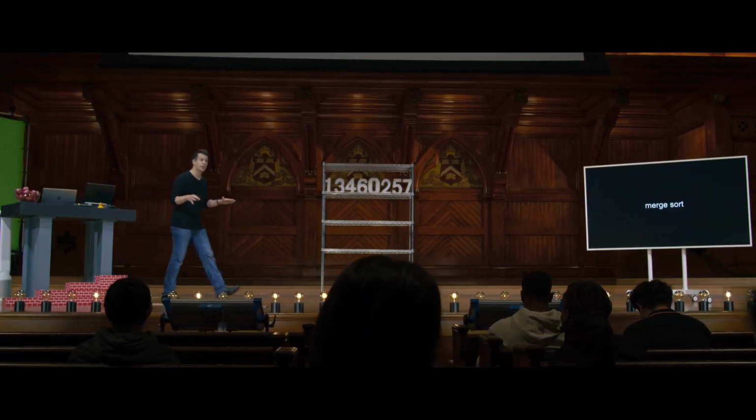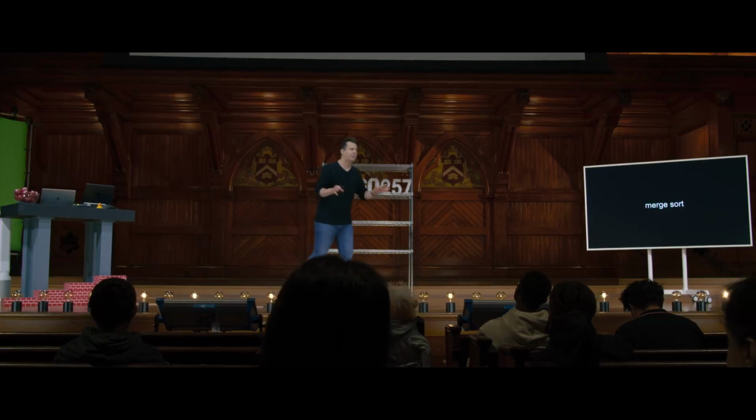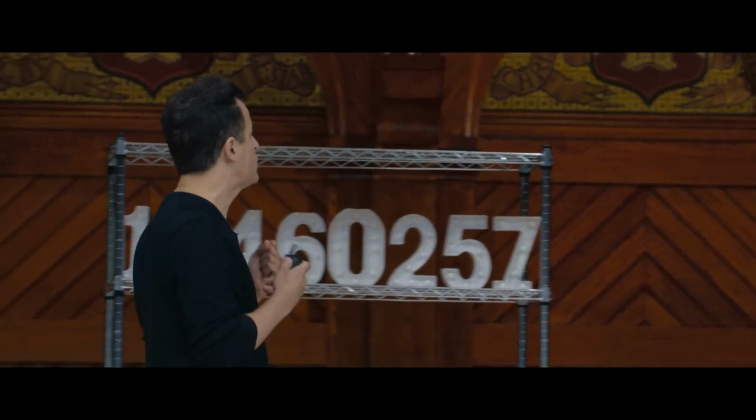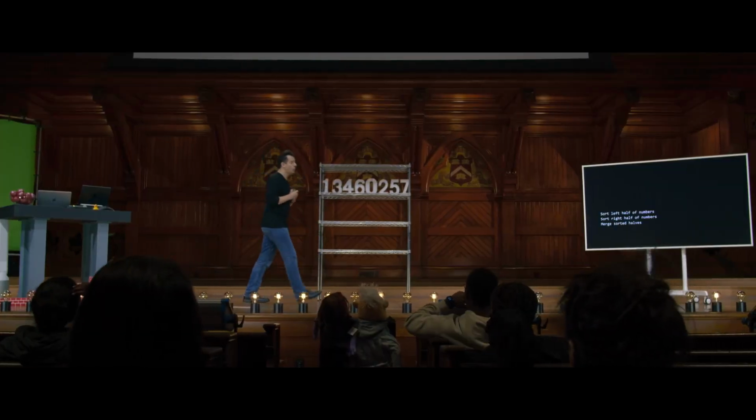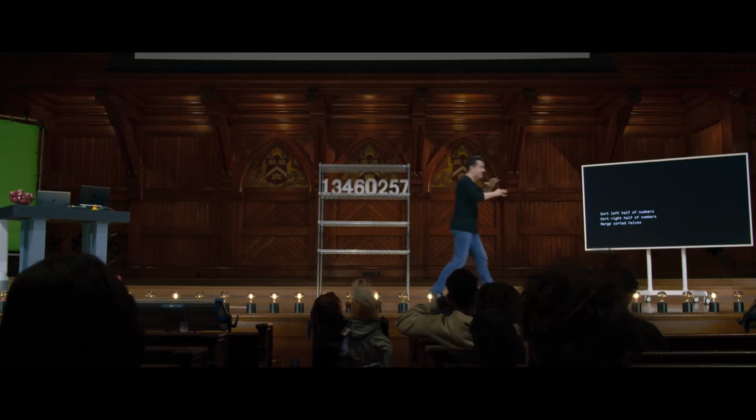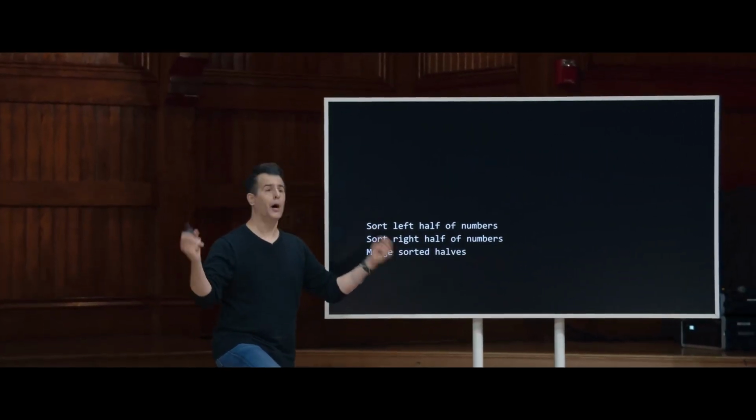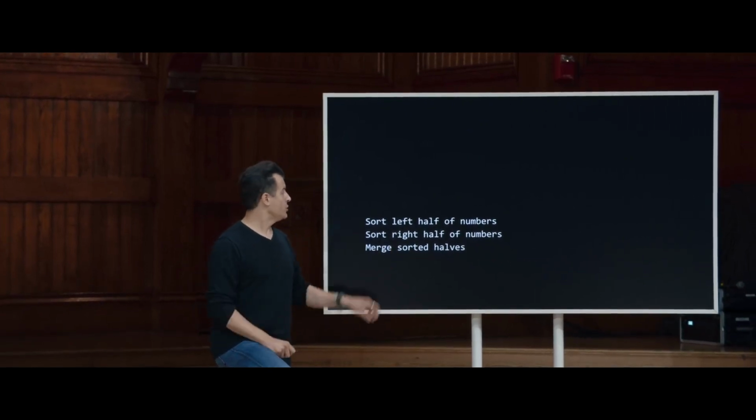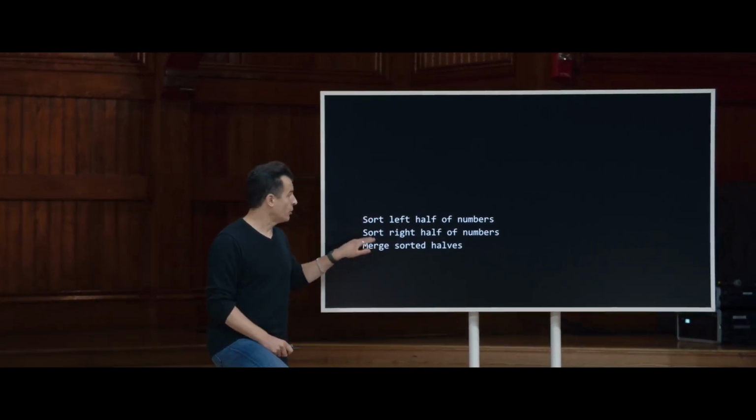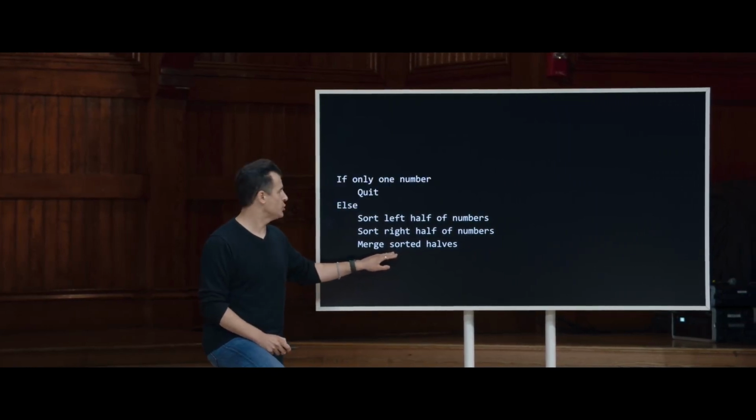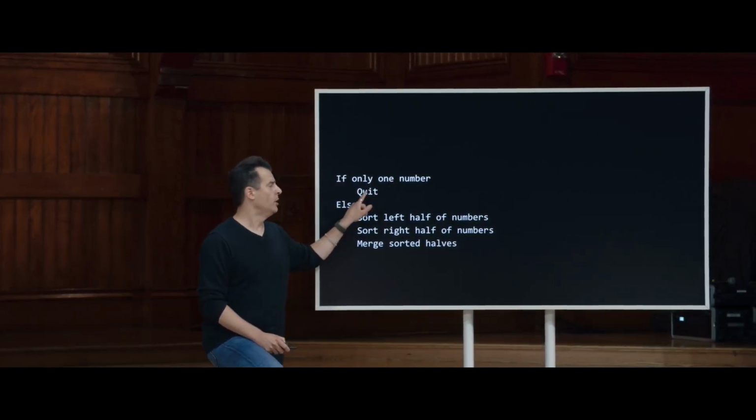And merge sort is an algorithm for sorting n numbers that I claim is going to be better than selection sort and bubble sort. It's got to be better because that n squared was killing us. We want to get something lower than n squared. So merge sort's pseudocode essentially looks like this. And this is it. Merge sort says if you've got n numbers or an array of numbers, sort the left half of them, sort the right half of them, and then merge the sorted halves. And we'll see what this means in just a moment. But if there's only one number, just quit.